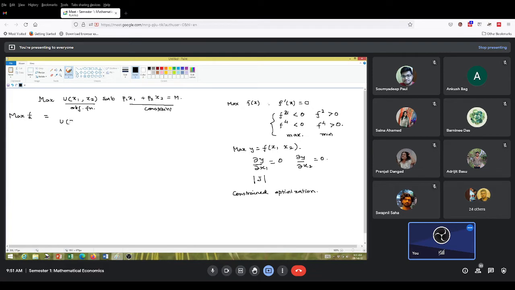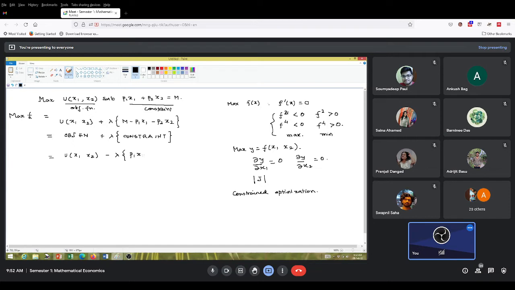So we write this as the objective function minus the constraint, plus lambda. Note how I've written it: m minus p1x1 minus p2x2. Another way of writing it is, I could have written minus lambda.